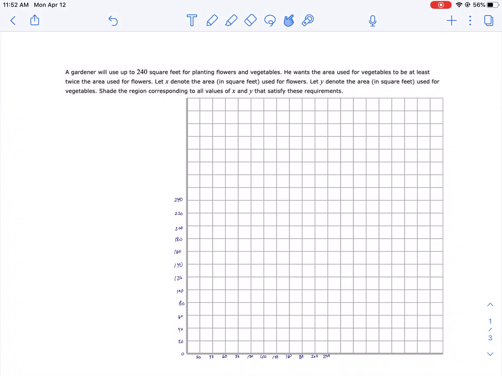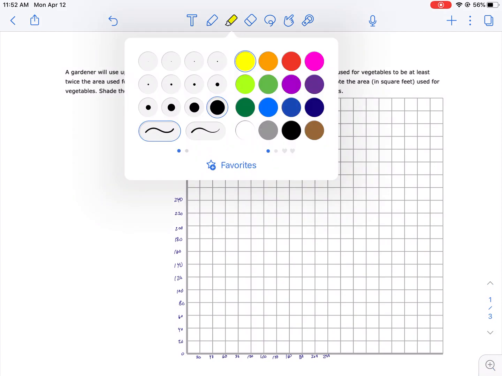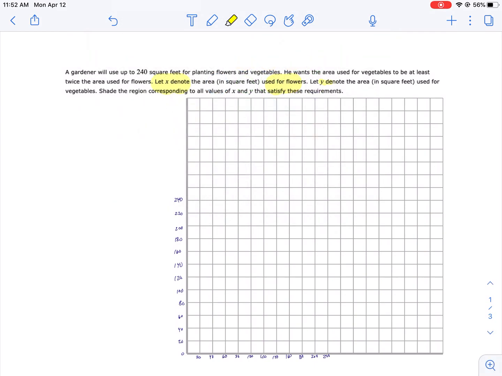A gardener will use up to 240 square feet for planting flowers and vegetables. He wants the area used for vegetables to be at least twice the area used for flowers. Let X denote the area in square feet of flowers. So X is flowers, and then Y is going to be vegetables.